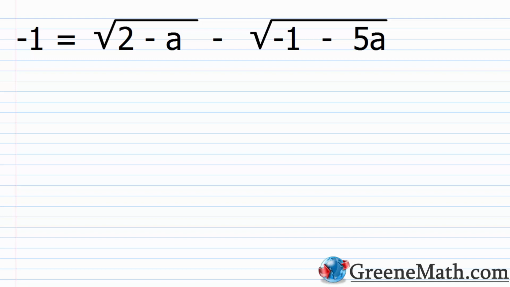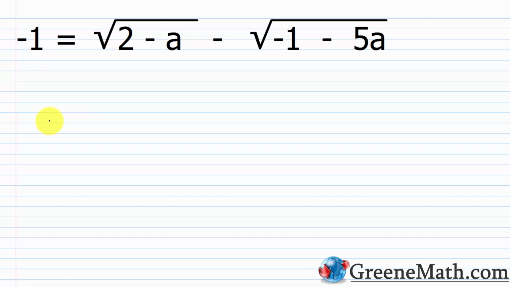Okay, so we have -1 is equal to the square root of 2 minus a minus the square root of -1 minus 5a. Now, up until this point, we've seen that we would square both sides after we isolated the radical, and we were radical free. In this case, we have two radicals involved, so that's not going to happen. What we have to do is isolate one radical at a time, and work our way through the problem. So that's what makes this much more tedious.